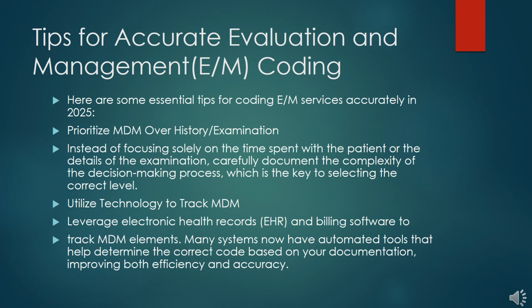Tips for accurate evaluation and management encoding. Here are some essential tips for coding EM services accurately in 2025. Prioritize MDM over history and examination. Instead of focusing solely on the time spent with the patient or the details of the examination, carefully document the complexity of the decision making process, which is the key to selecting the correct level. Utilize technology to track MDM. Leverage electronic health records (EHR) and billing software to track MDM elements. Many systems now have automated tools that help determine the correct code based on your documentation, improving both efficiency and accuracy.